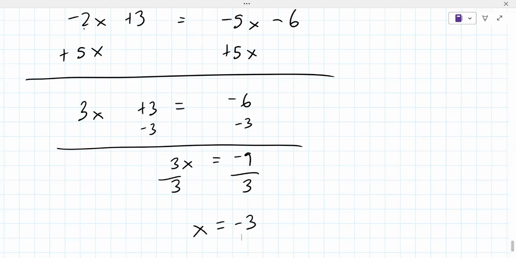Let me give you another one here to look at. All right, here's one to try: minus 6x minus 3 equals minus 8x minus 7. Go ahead and give that a try. I'm going to step away for a minute or two. I'll be right back. We'll talk about the answer.